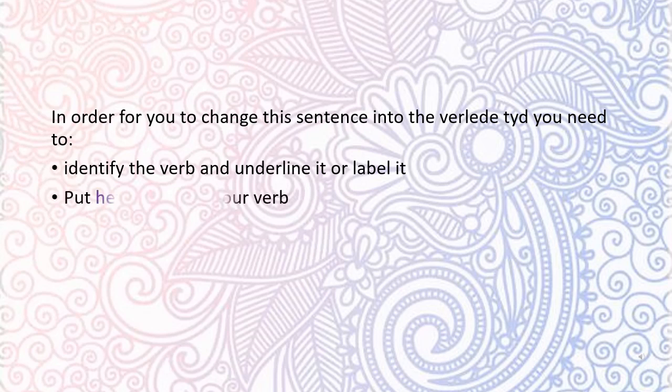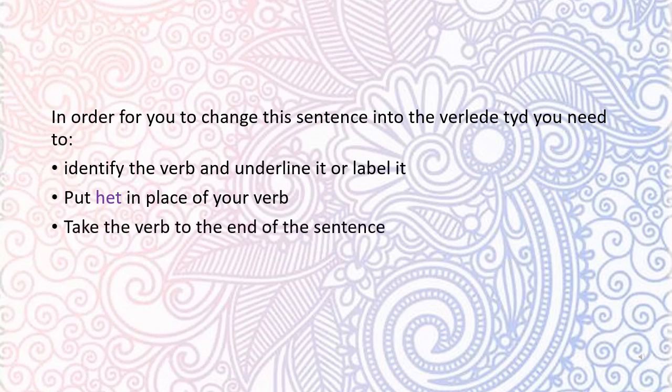The next thing you then need to do is put het in place of your verb. Thereafter, you take your verb to the end of the sentence. Now I want you to think of it as this. Het is that boy or girl or that person who always takes your place in the line. And you, the verb, who needs to go to the end of the line all the time. If you ask me really, het is our bully here, isn't it?